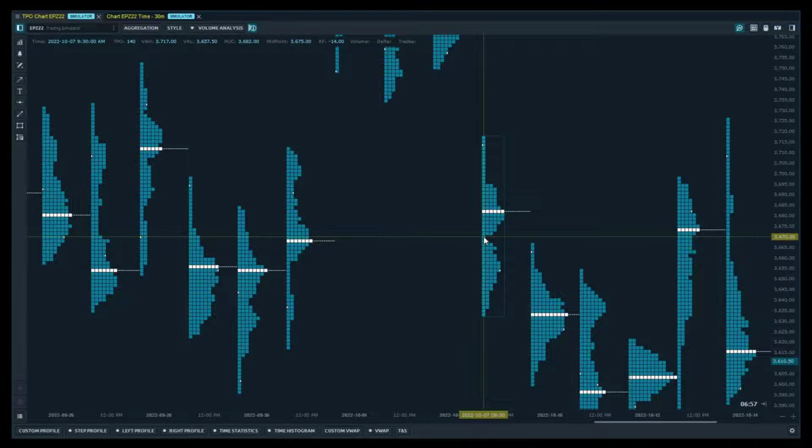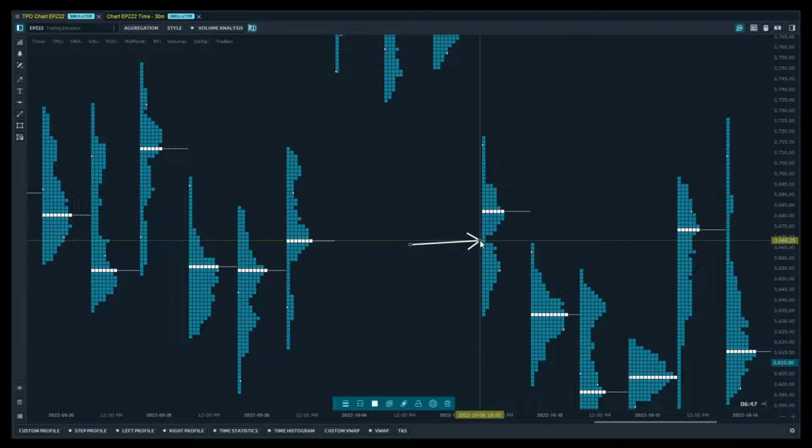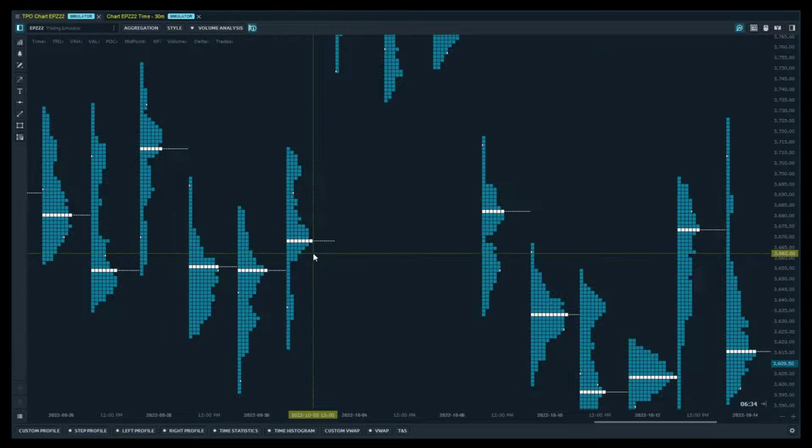So as you can see here, it is characterized by two balanced distributions divided by single prints in the middle. You can see that here, the single prints. So these types of days can be considered bearish or bullish depending on the opening. So for instance, if the first balanced distribution was broken to the upside, then it would be considered bullish. If it was broken to the downside, it would be considered bearish.